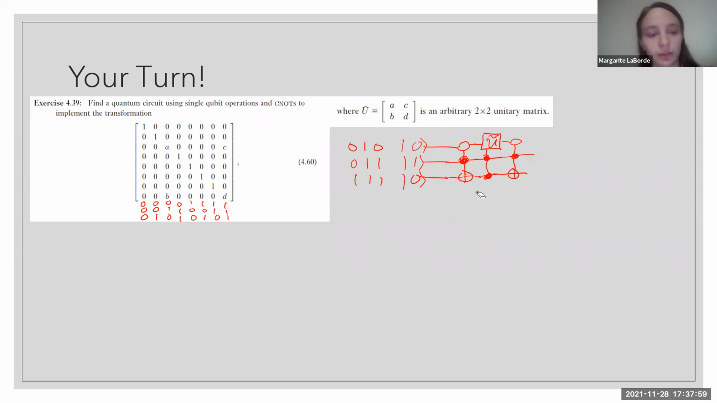Yeah, and that's where it locally acts. So this is just a 2 qubit decomposition of this unitary matrix, essentially. Okay, I understand.